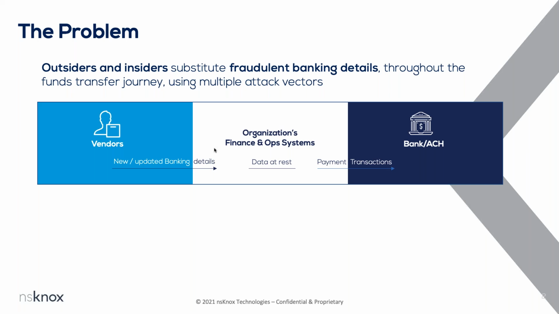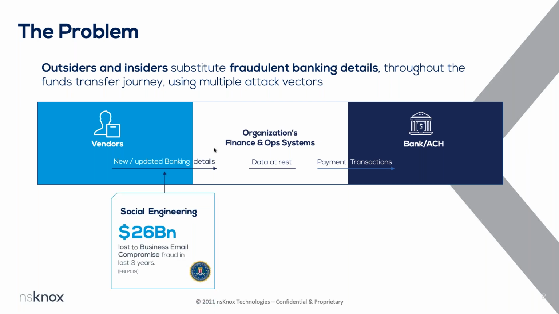And the big problem, if we want to really consider it that way, is that outsiders and insiders will try to substitute the correct banking details with fraudulent ones throughout the entire fund transfer journey, or the procure to pay journey, and they'll do that using multiple attack vectors. We did touch business email compromise being the subject of this webinar, the primary one. In a way, this is part of a bigger family called social engineering. We've heard some of the statistics around this. I think most of the people are pretty familiar with that.